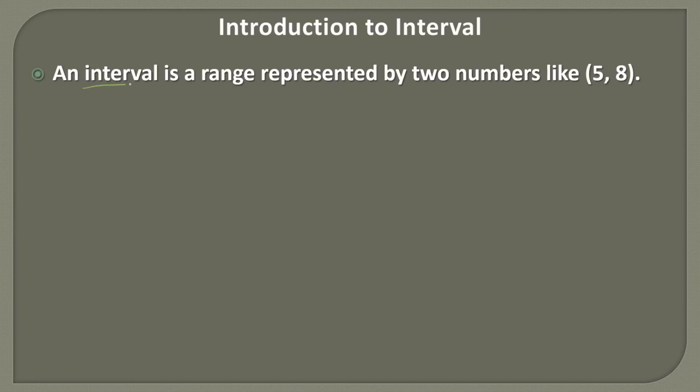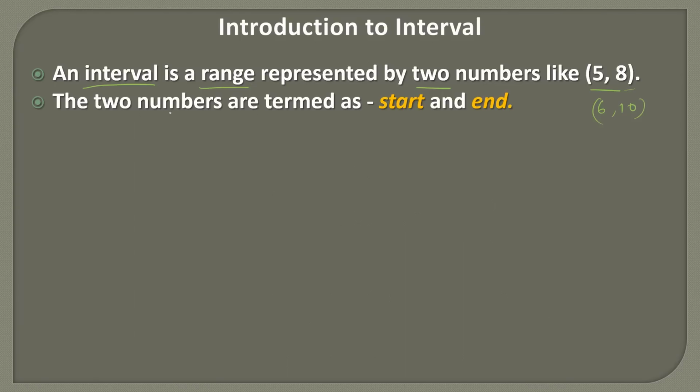So first we will see a basic introduction to an interval. Usually an interval is a range which is represented by two numbers, something like 5, 8 or 6, 10. So an interval is a range where two numbers are involved. These two numbers are termed as start and end. Here 5 will be our start and 8 will be our end. These two numbers are the start and end of the interval, which represent a range.